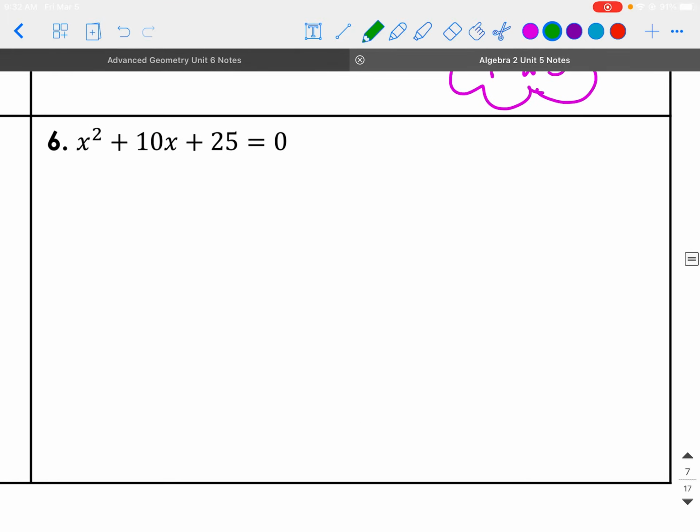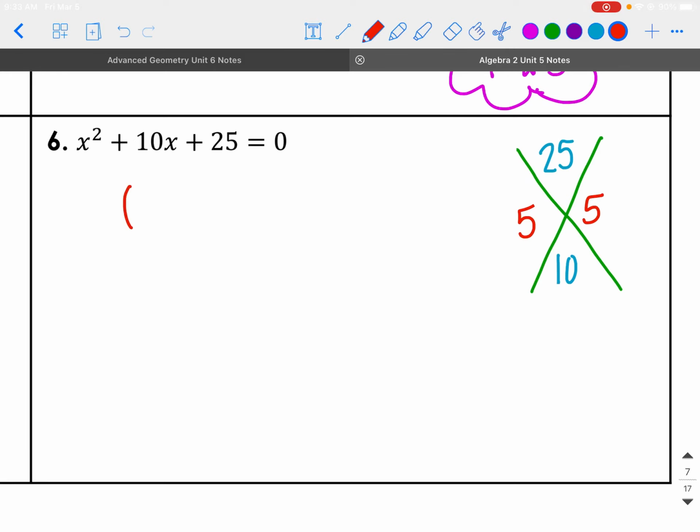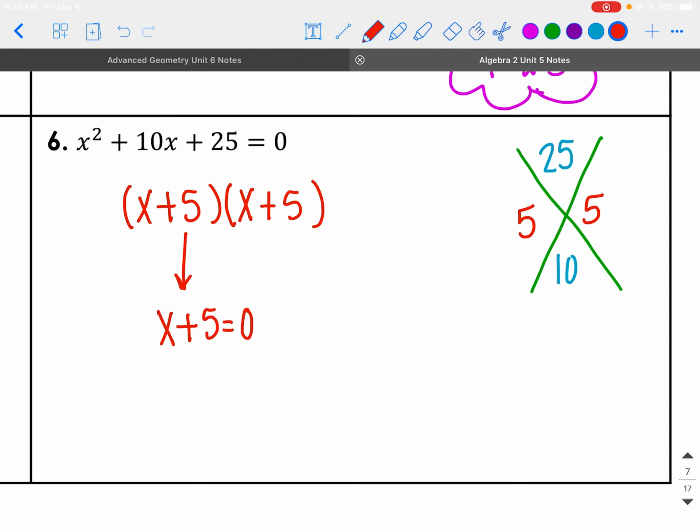Last one. What multiplies to be 25 adds to be 10. Maybe you can get this one without writing on the side. 5 and 5. This one is a case where there's the same number. So we have x plus 5, x plus 5. Now there's no need to set both of those equal to 0 because you're going to get the same thing. You're going to get x equals negative 5.